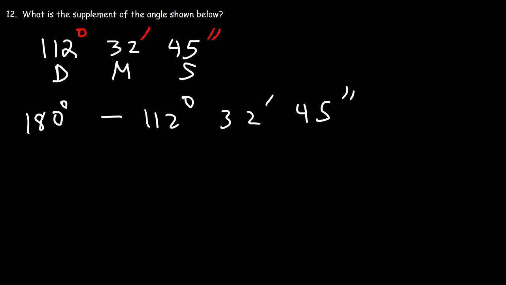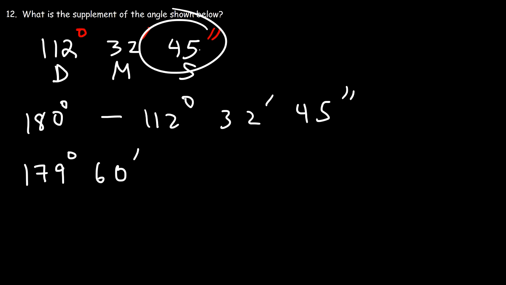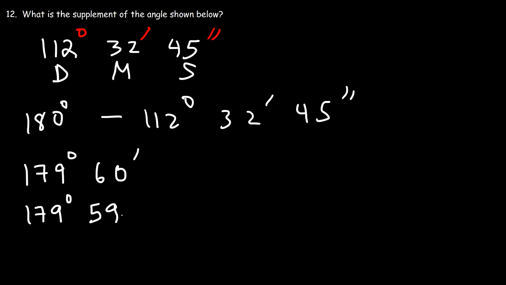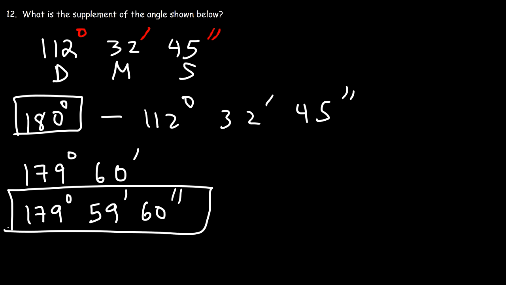Well, first we need to borrow 1 degree from 180. So if we borrow 1 degree, it's going to be 179 degrees, and 60 minutes is equal to 1 degree. So it's 179 degrees and 60 minutes. Now we need something with a value in the seconds. So let's borrow a minute. 1 minute is equal to 60 seconds. So it's going to be 59 minutes because we took 1 away, and 60 seconds. So 180 degrees is equal to this value in DMS.